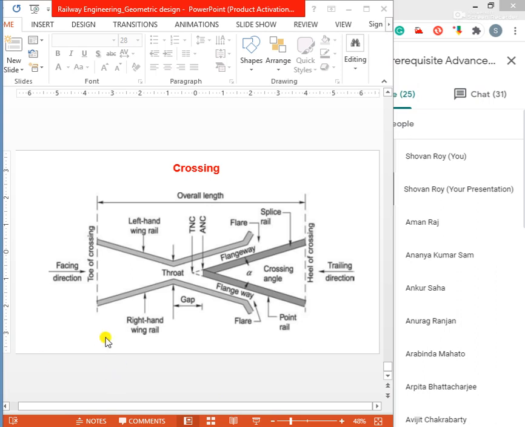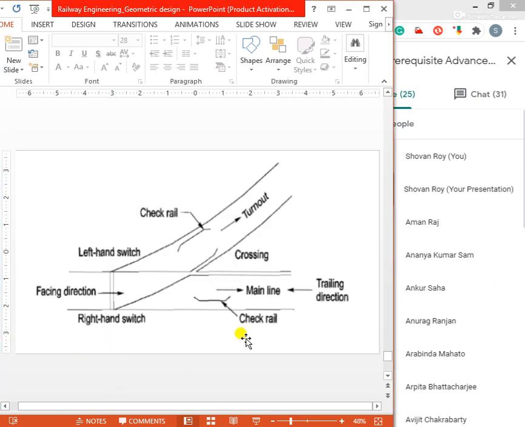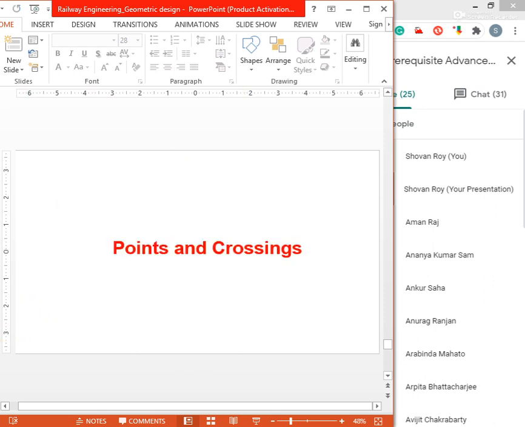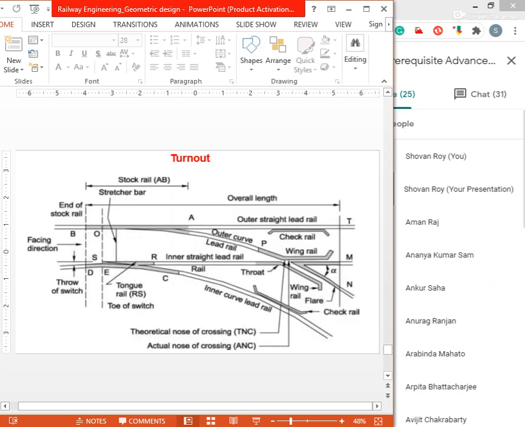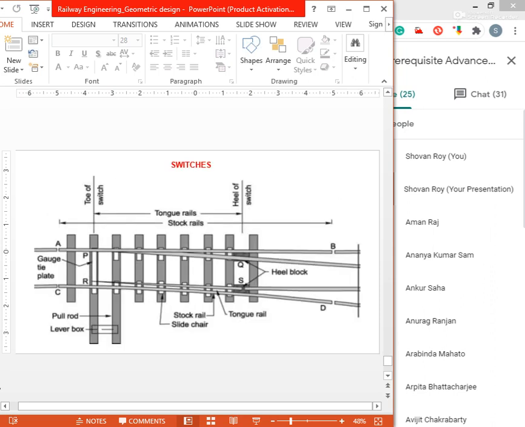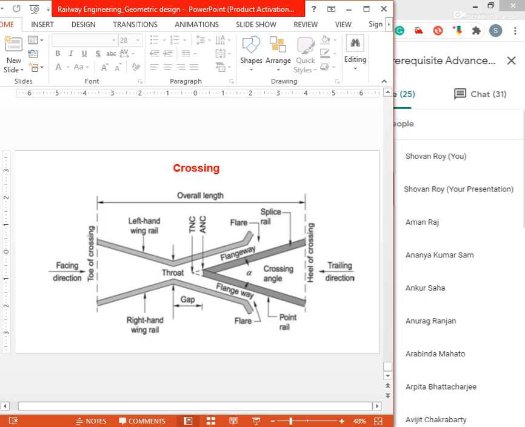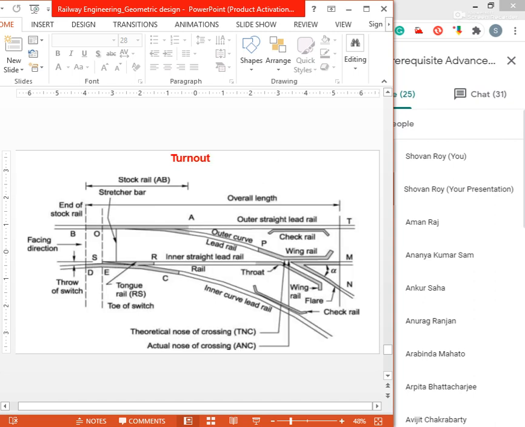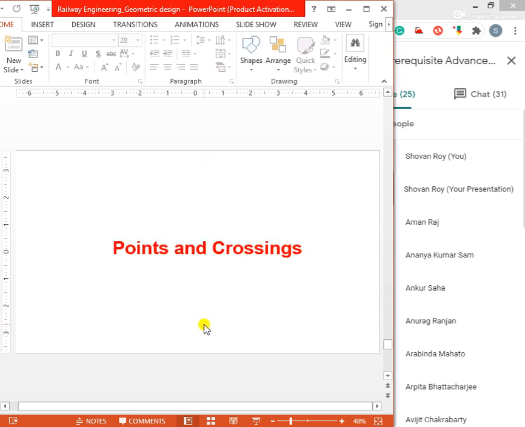So this is important in crossing and turnout. And the theory portion, I think you should look in your books. You should follow your book, because theory portions are given in the book in a very good manner. So you should follow the book.